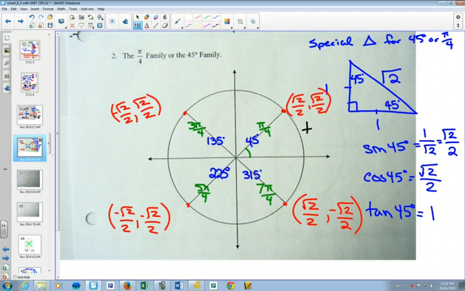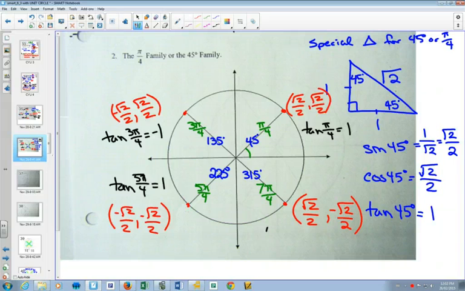We know that tan of pi over 4 is equal to 1. In quadrant 2, tan is negative, so it'll equal negative 1. In quadrant 3, tan is positive, so it'll equal positive 1. And in quadrant 4, tan is negative, so it'll equal negative 1. So for the pi over 4 family, if you know quadrant 1, you should be able to figure out all the other quadrants.